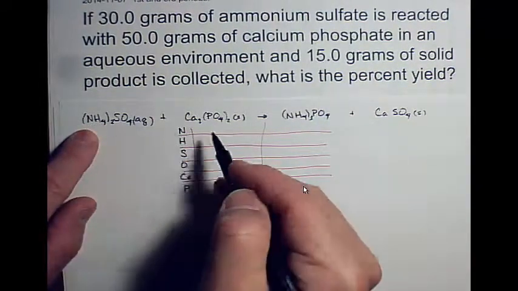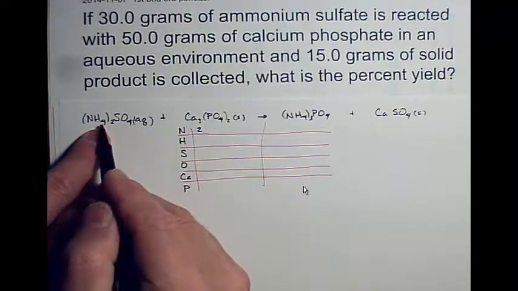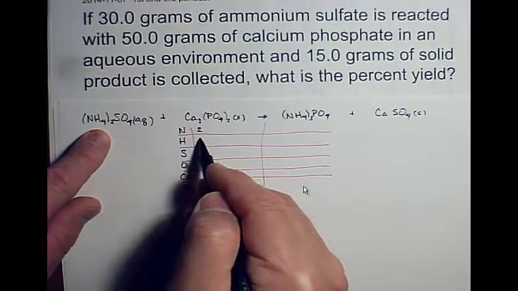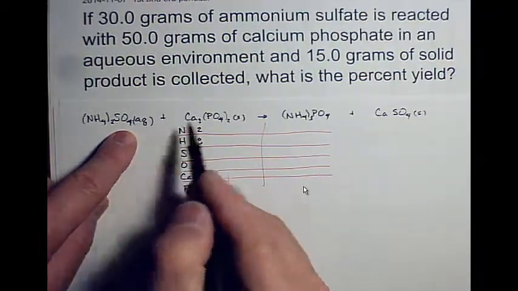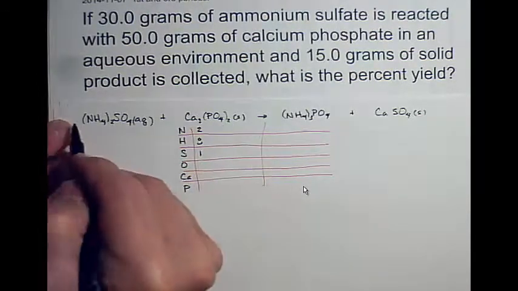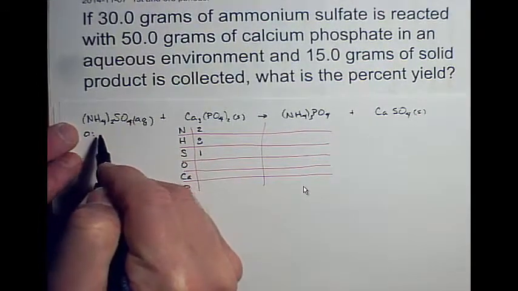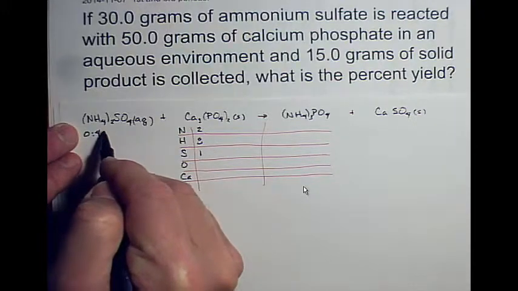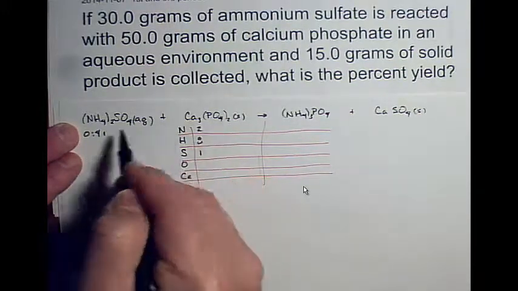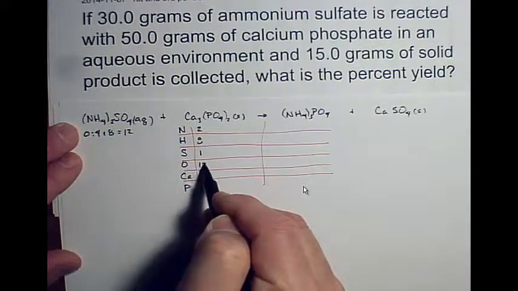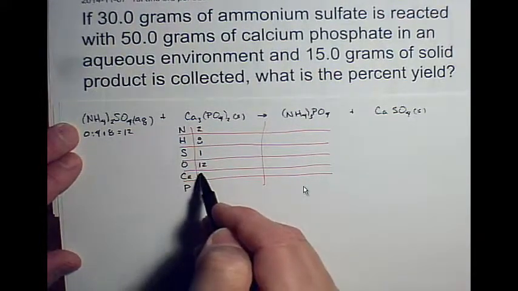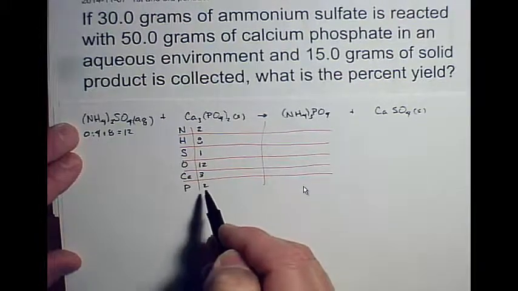That means I've got 2 nitrogens, and since I have 4 hydrogens in the ammonium formula, the 2 makes that 8. I've got 1 sulfur. I've got 4 oxygens here, but I've got 8 over here. So don't save the pencil graphite. Always write it out so you can keep up with it. 4 times 2 is 8. So we've got 12 oxygens at the moment. 3 calciums and 2 phosphoruses.